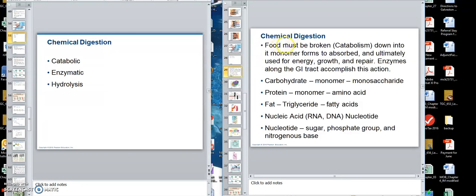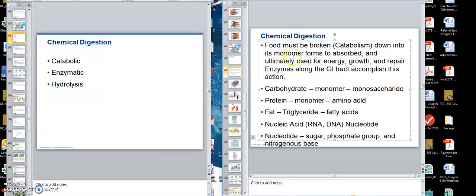Chemical digestion. Food must be broken down, called catabolism, down into its monomer form, to its monomer forms to be absorbed. Okay? So we must break it down to the monomer forms to be absorbed, and ultimately used for energy, growth, and repair, because that's why you eat. Somebody might say, why do you eat? To produce energy, ATP, growth, or repair.